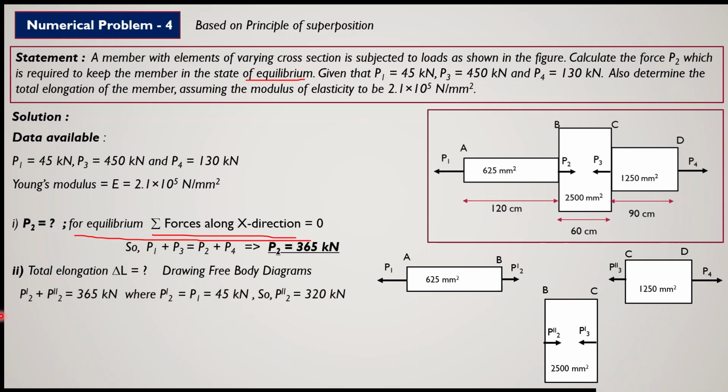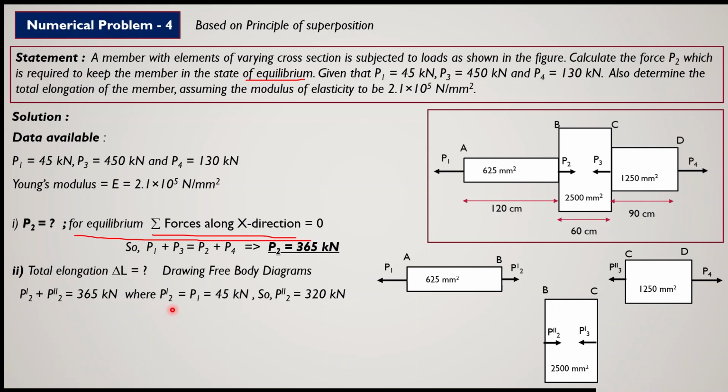Now as I have told you, P2 dash plus P2 double dash will be equal to 365. From where is this 365? This 365 is given. How is it given? P3 is given as 450, this P1 is given as 45, and P2 we have calculated in the earlier section, that is 365. So P1 is acting here, 45, P2 is 365. So the sum of these two forces, P2 dash plus P2 double dash, is equal to 365 kilonewton.